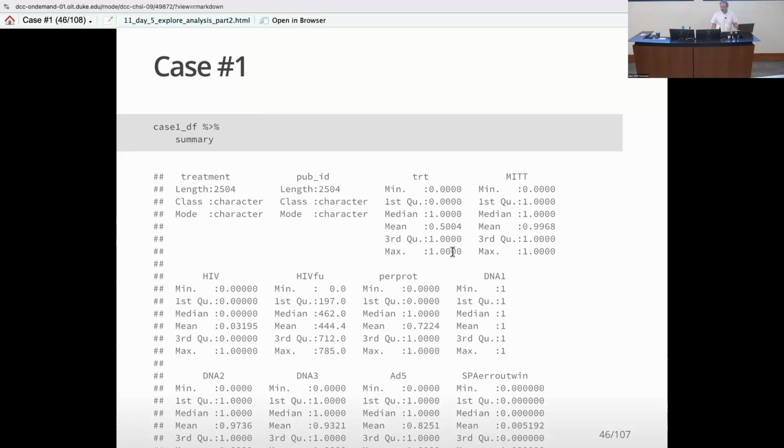But for example, treatment here, you can see the minimum is 0, the maximum is 1, the median is 1, the mean is 0.5004. So anyone have any thoughts about that? What does that mean?